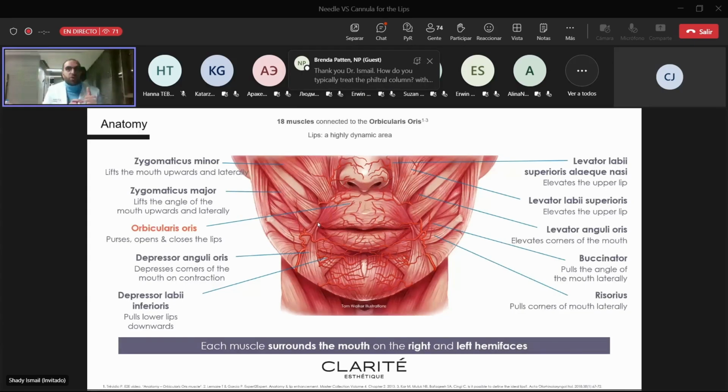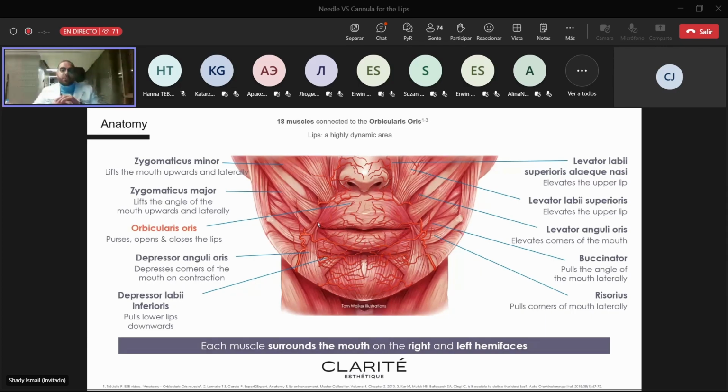We cannot inject very heavy, highly viscous, high G prime fillers in that area, because if we did so, we'll alter the movement. That will lead to migration while we are smiling, kissing, talking, expressing ourselves. It will be odd. It's not the normal movement of our lips.